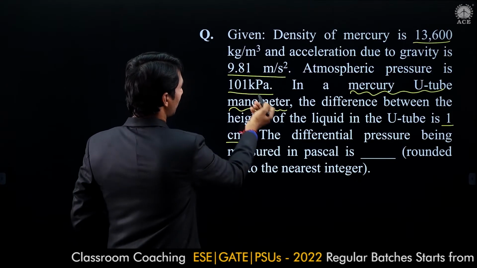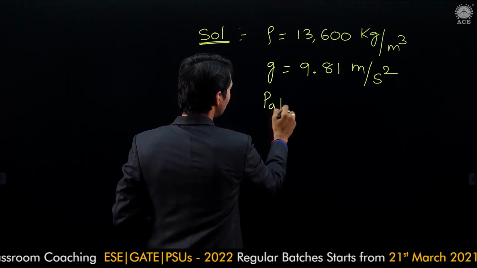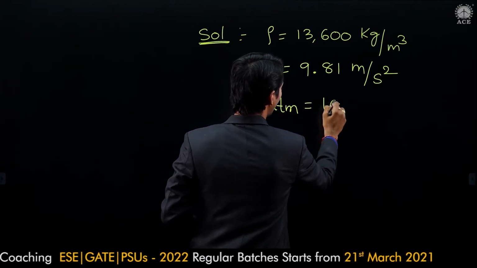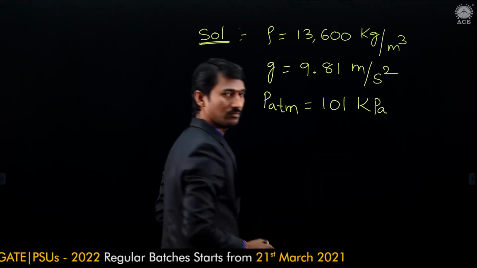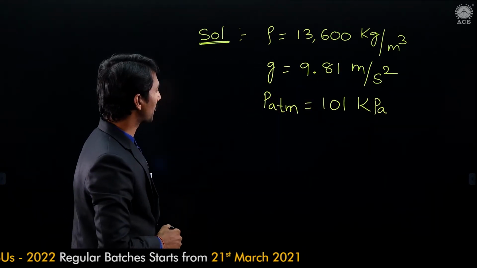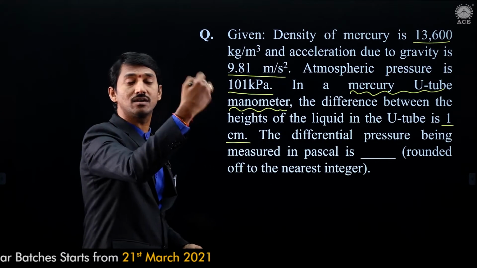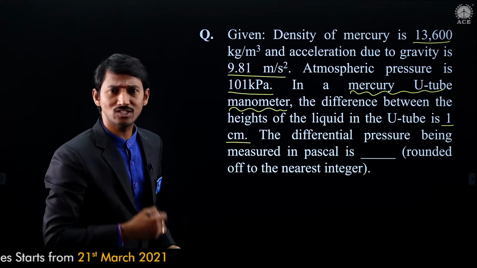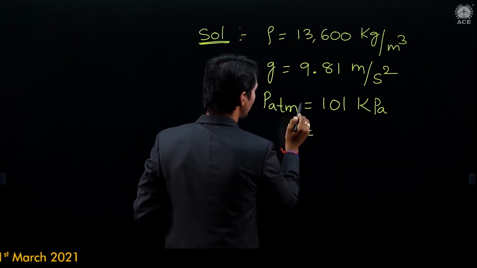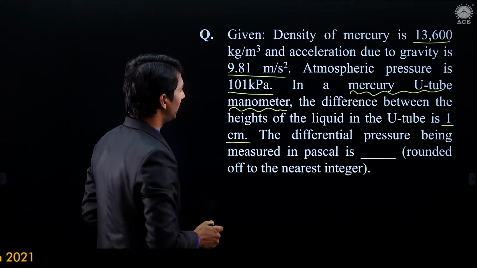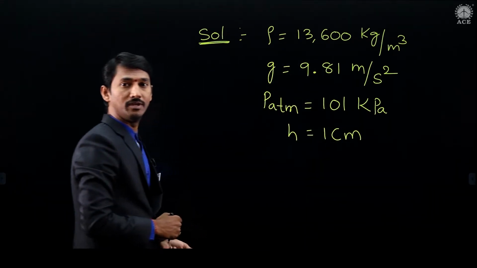Next one, atmospheric pressure. P atmosphere is given as 101 kilopascal. P means Pascal. Next, the height, nothing but the difference between the heights of the two liquid, that is denoted with H anyway. So therefore, H is equal to how much? 1 centimeter. H is equal to 1 centimeter.